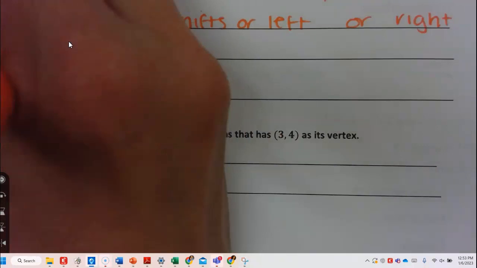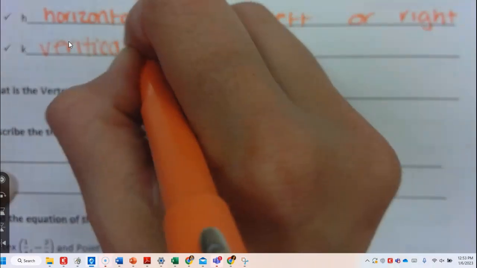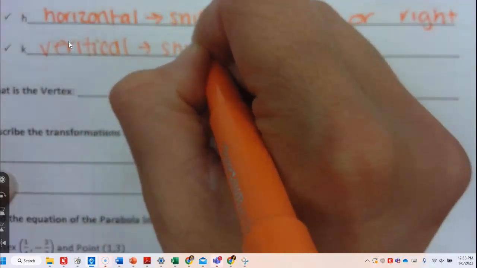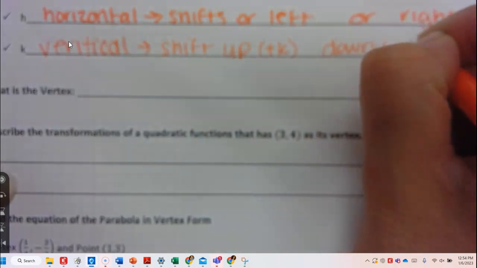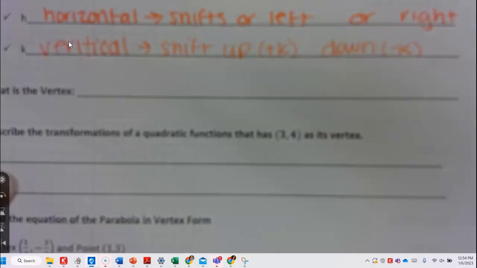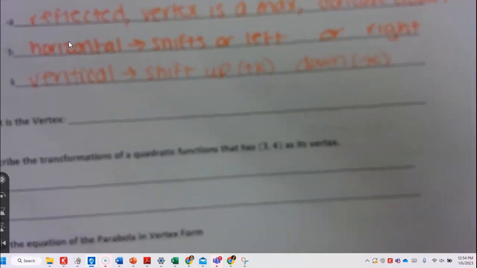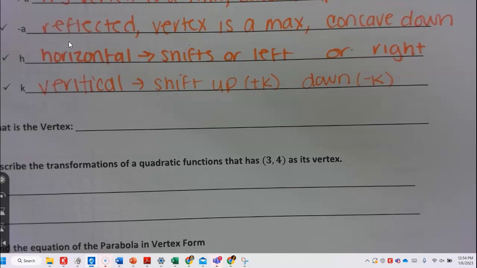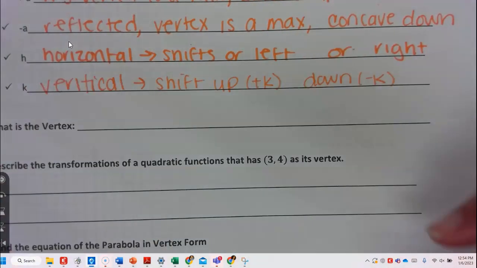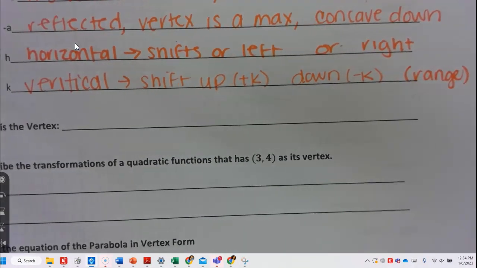The k value is your vertical translations, which means you're going to shift up if it's a positive k, or down if it's a negative k. The h value will affect the x's. The k value will affect the y's. The k value also affects the range. So the k value is going to affect your range.